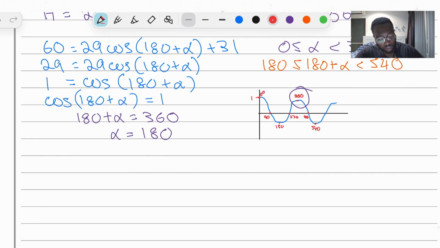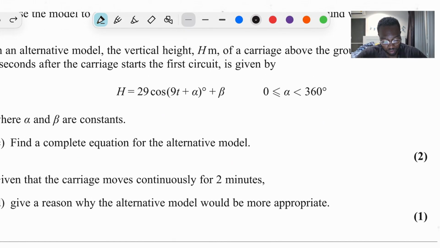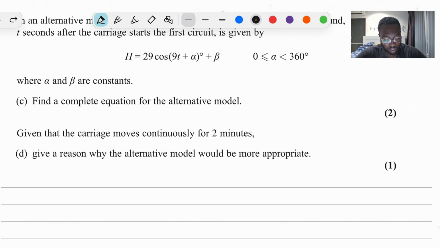So now we've worked out our alpha value and our beta value. We need to write the general equation of it. That would be h equals 29 cos(90 plus 180) plus the beta value, which was 31. So for part D, it says, given that the carriage moves continuously for 2 minutes, give a reason why the alternative model would be more appropriate.